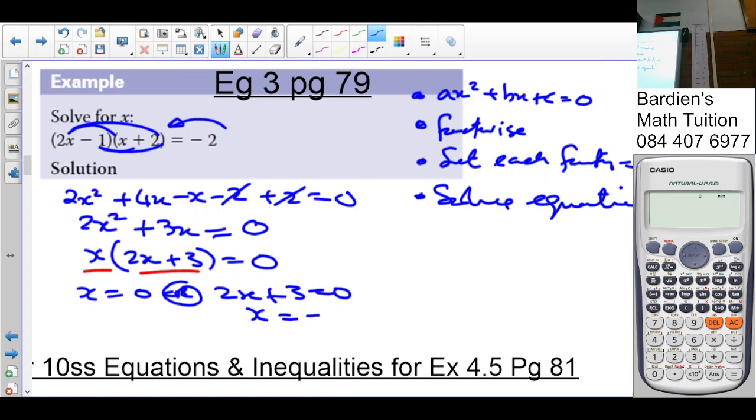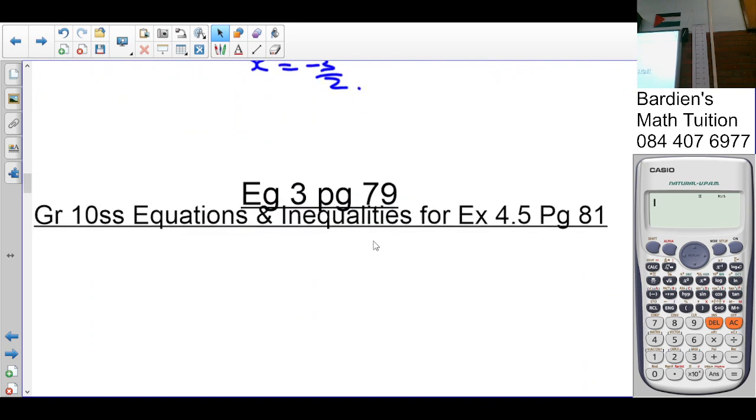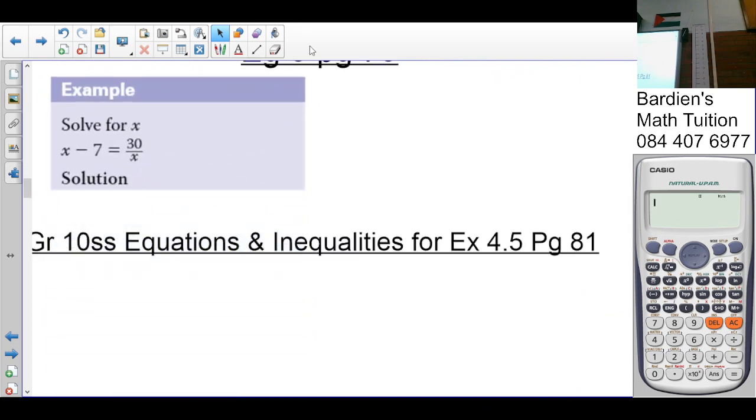Okay, so x is equal to negative 3 over 2. If you divide by 2, x is negative 3 divided by 2. So x is equal to negative 3 over 2. Okay, let's go to the next question.